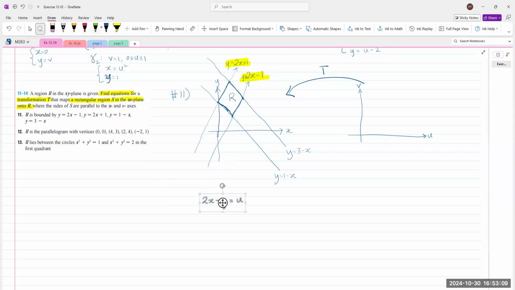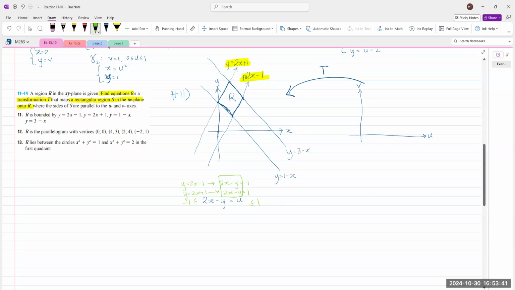Okay, now why do you do that, Thomas? Well, because when I have y equals 2x minus 1, I can rewrite that into 2x minus y equals negative 1. y equals 2x plus 1, I can rewrite as 2x minus y equals 1. Okay, so if I substitute this guy as my u, then you will see the u will be between negative 1 to 1.